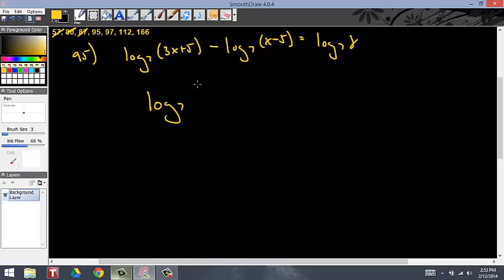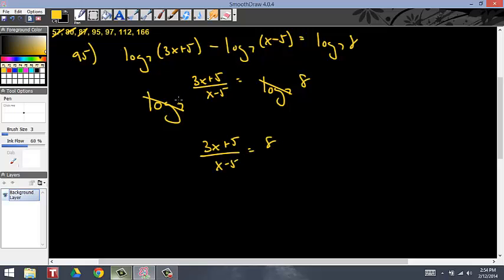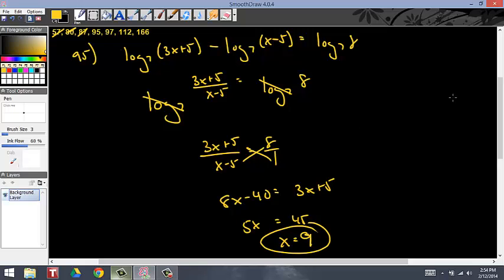You consolidate into a single logarithm of 3x plus 5 over x minus 5 equals log base 7 of 8. That goes away. That goes away. You get 3x plus 5 over x minus 5 equals 8. Now, one thing I forgot to mention. You are only canceling the logarithms here because you have a single logarithm on both sides. Now we cross multiply this thing. 8x minus 40 equals 3x plus 5. 5x equals 45. X equals 9. Done. Goodbye.